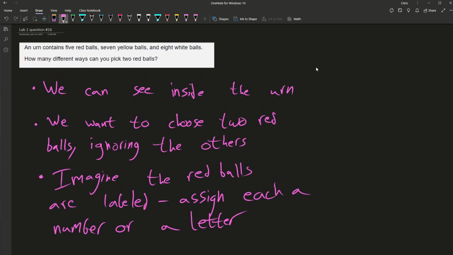So again, we're just trying to choose 2 red balls, ignoring that the others even exist. Really, this problem should have been: an urn contains 5 red balls. How many different ways can you pick 2 balls? That's essentially how we are treating this problem.